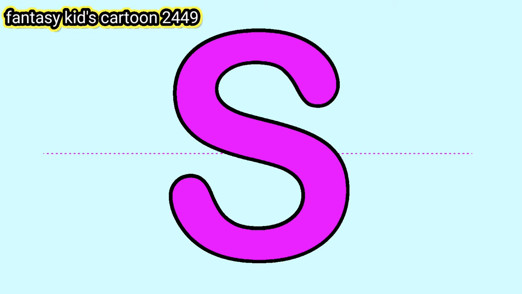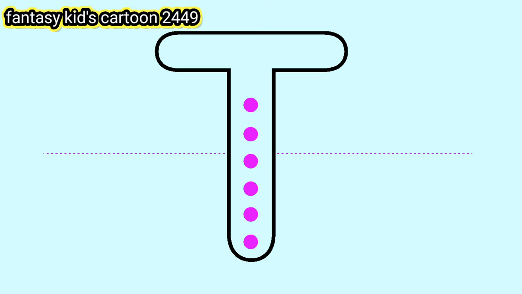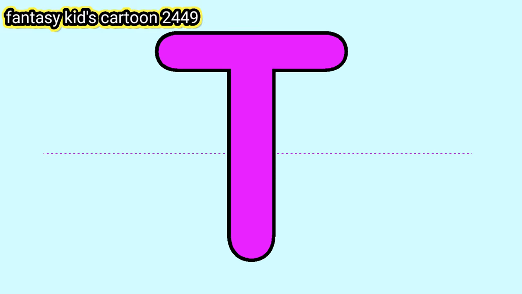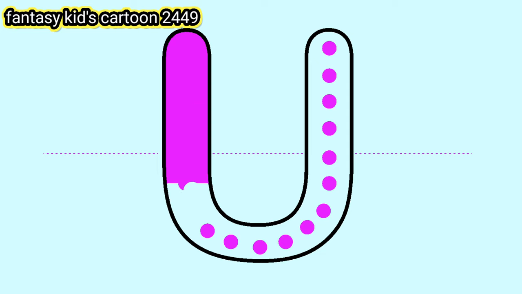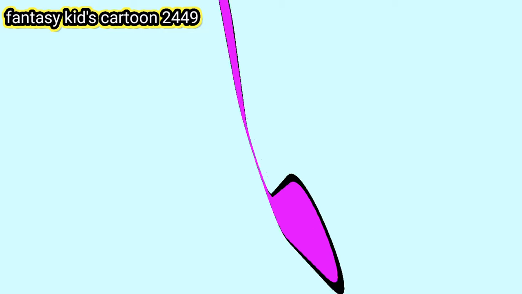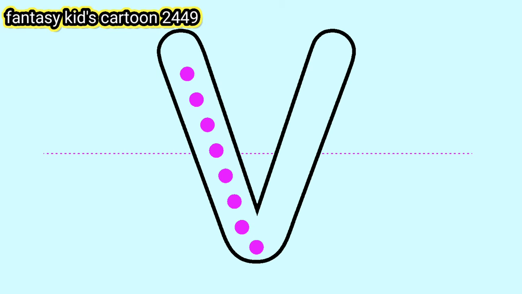S for sun. T. T for train. U. U for umbrella. V.